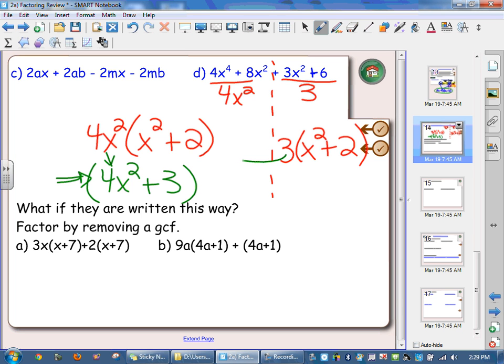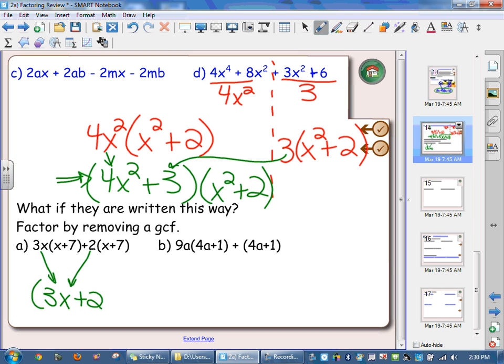Let's take a look at the bottom. What if they're written in that way? Well, what they've actually done is they've actually done the first part for you. All you have to do is pull the factors into a bracket. So you would have 3x plus 2, and then your x plus 7 comes written beside it. That would be your final answer. They've done most of the work for you.